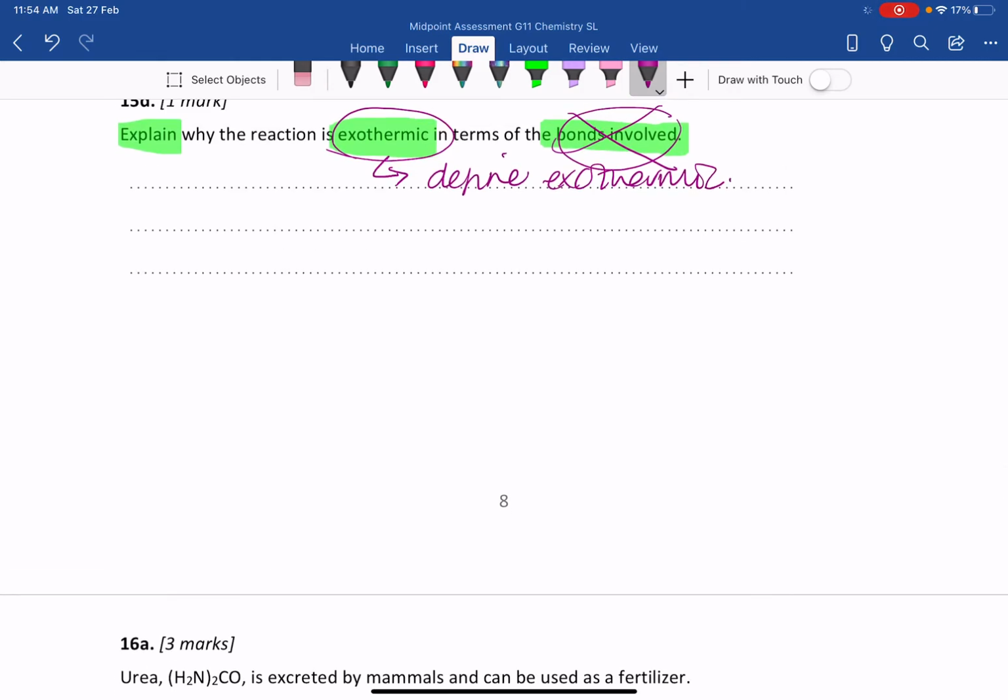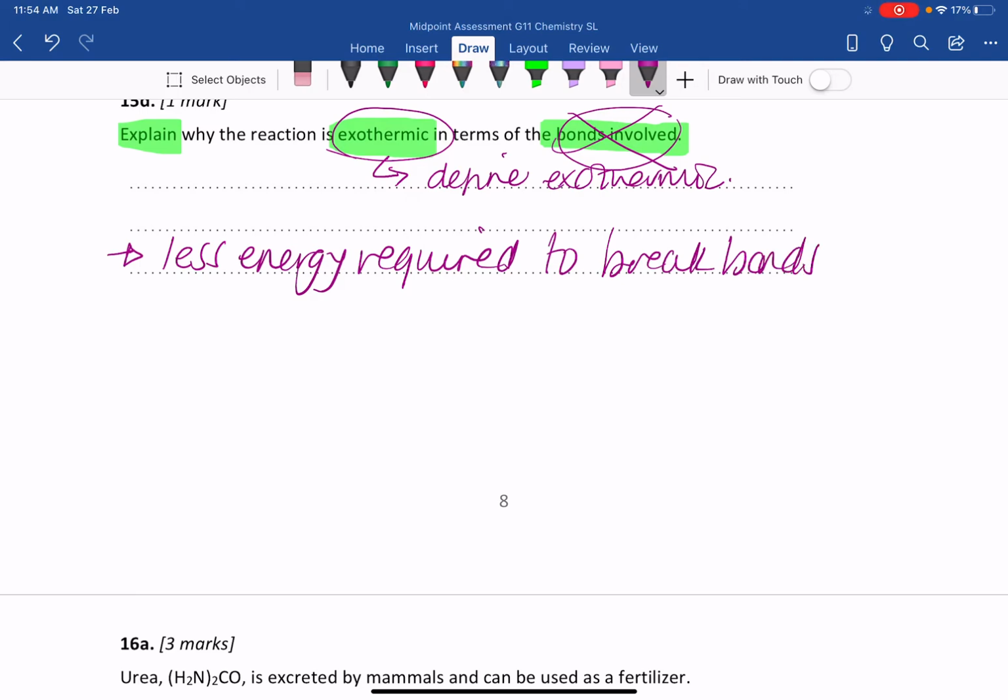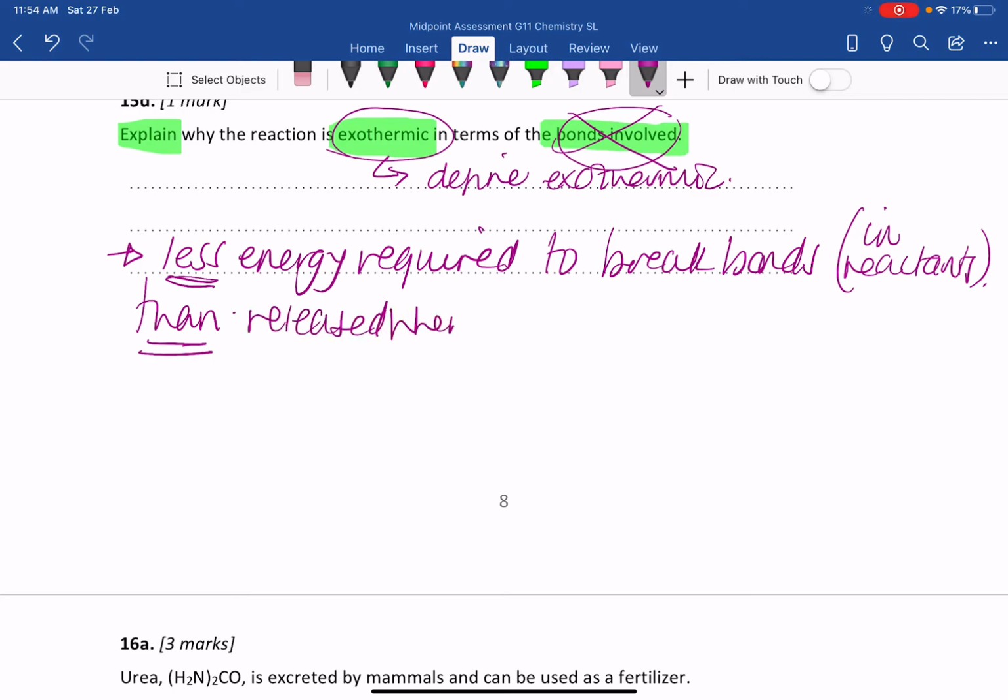I would say that the reaction is exothermic because when we look at the balance between the energy that's needed to break the bonds and the energy that's released when the new bonds are made, less energy is required to break the bonds. Maybe you could say like in the reactants. Compare, less energy is needed than released when products are formed. Okay, so you've got that comparison there.